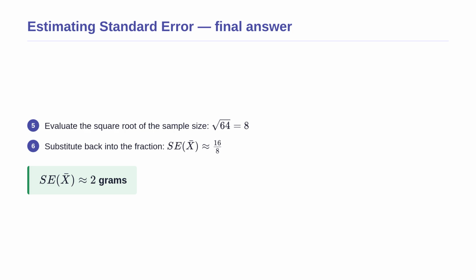Continuing our calculation, we evaluate the square root of 64, which is exactly 8. We then perform the final division of 16 by 8, giving us exactly 2 grams. This estimated standard error tells the researcher that her sample mean of 150 grams is likely within a few grams of the true orchard average. If she wants to build a rough 95% confidence interval, she would go about 2 standard errors above and below her sample mean, giving a highly confident range of 146 to 154 grams.